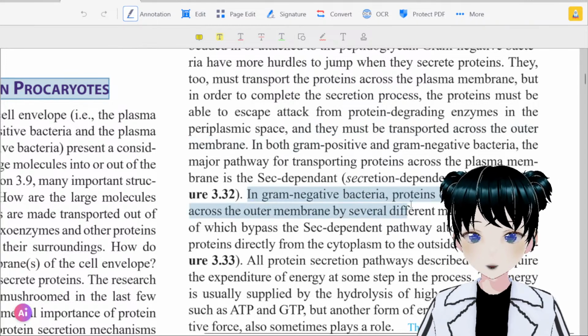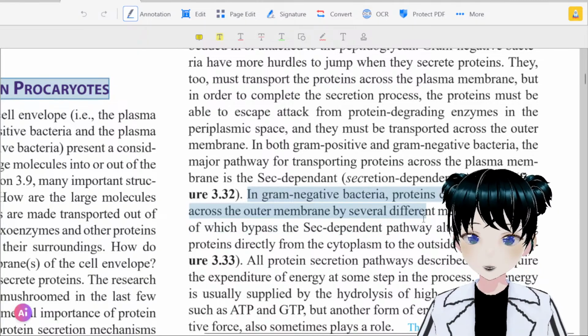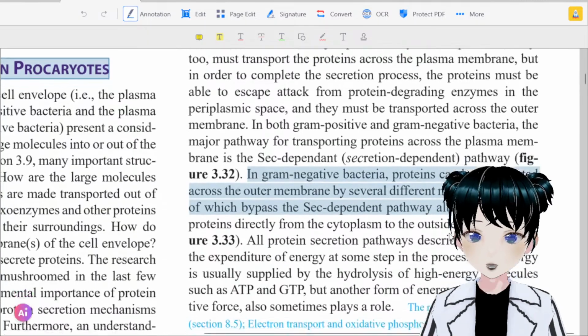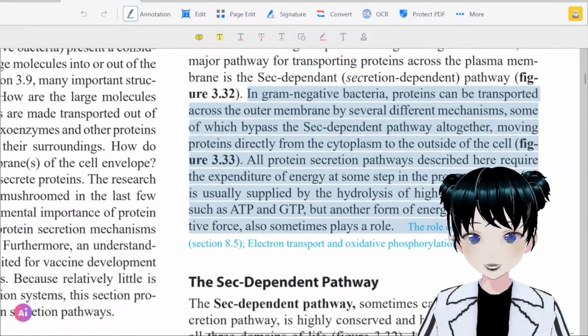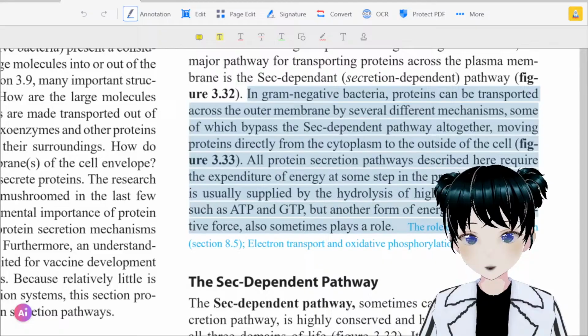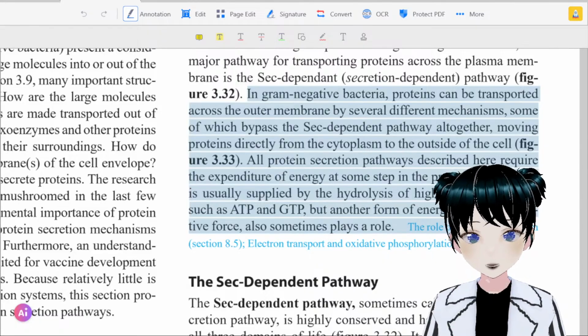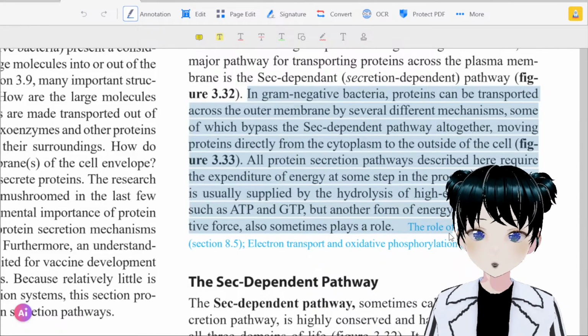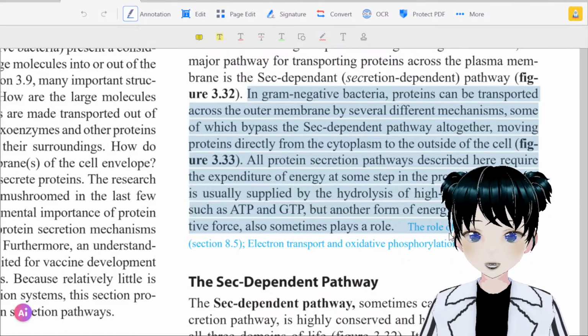In gram-negative bacteria, protein can be transported across the outer membrane by several different mechanisms. Some would be bypass, the sec-independent. Bypass means it doesn't stop at the periplasmic membrane, it goes directly outside. Or you can say some first go through the sec-dependent pathway, and then afterwards another pathway.